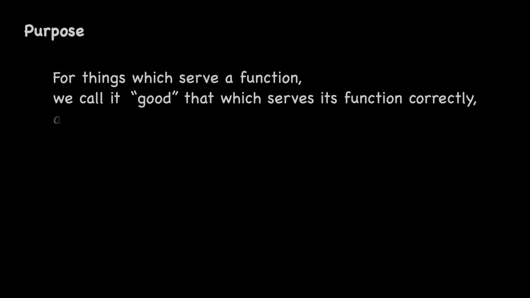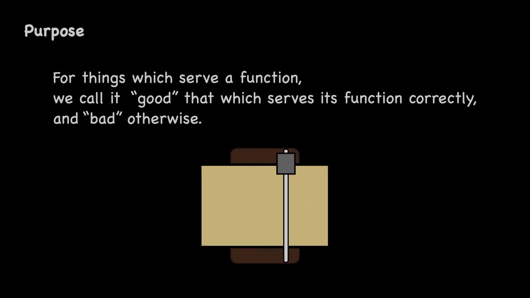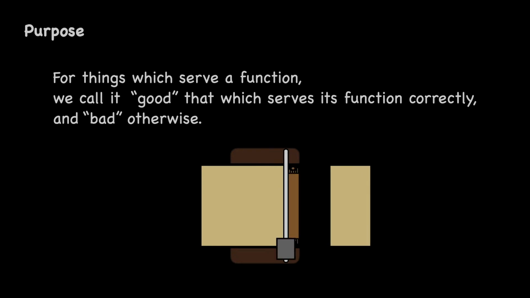The second way is by appealing to a principle of function which says, for things which serve a function, we call it good that which serves its function correctly, and bad otherwise. For example, take a paper cutter, a device whose function is to cut paper. We call it a good paper cutter if it cuts paper correctly, and a bad one otherwise. So, if the function of an argument was to persuade, then, by the above principle, an argument which fails to persuade would necessarily be called a bad argument. But this is not the case.